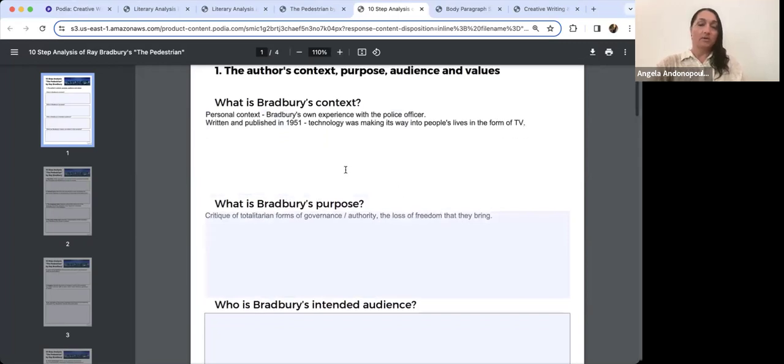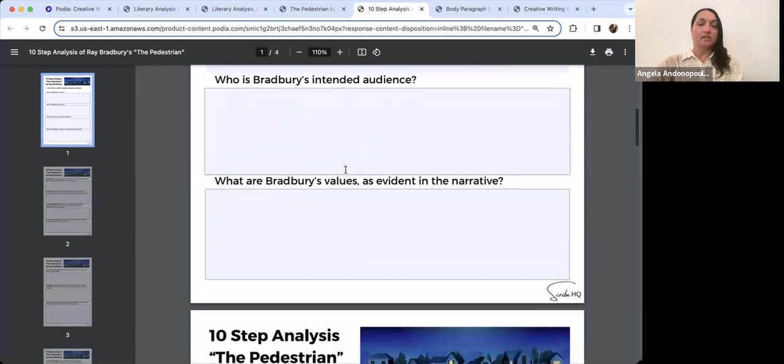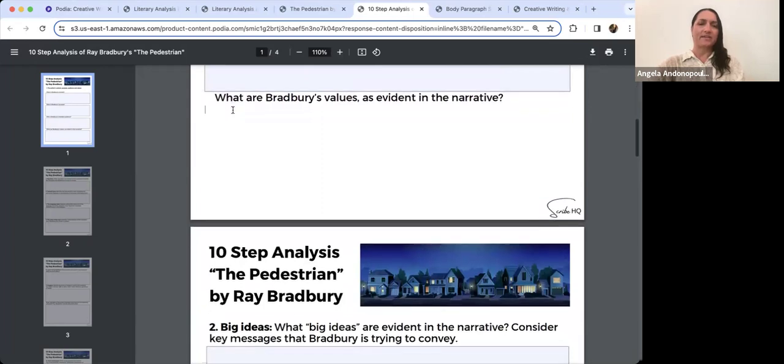Maybe we can build on that. Intended audience. Let's skip down to what does he value? What do you think he's wanting us to, we can see what he's critiquing. I think he's critiquing the loss of humanity that comes about when humans are so consumed by technology, and the fact that they're losing what makes them human.